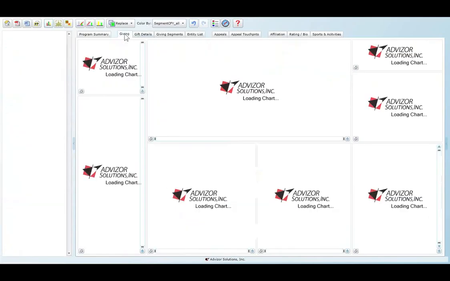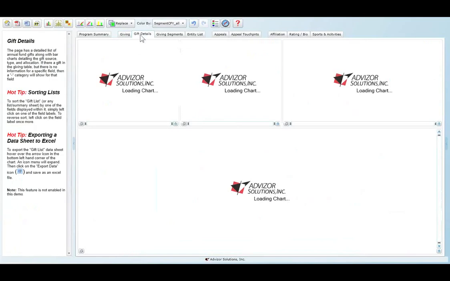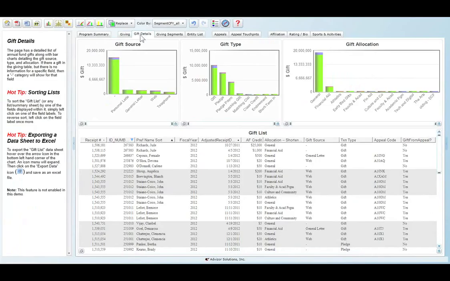lower. Well, we can look at this different ways, and here's the giving by month, by gift size. We can look at it by gift details and slice it different ways by the source, to the extent we know it. Was it a letter or web, what brought it in? Was it a gift, a pledge payment? What was it allocated to? So we could sub-split the problem down, but for now let's keep it at this level.